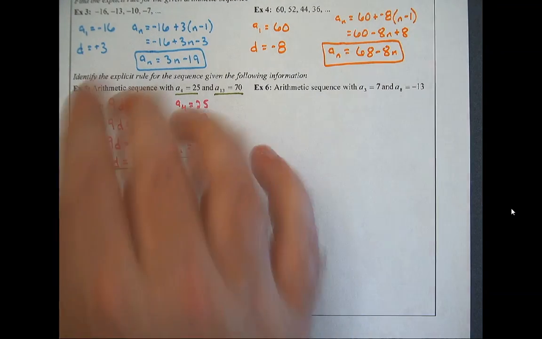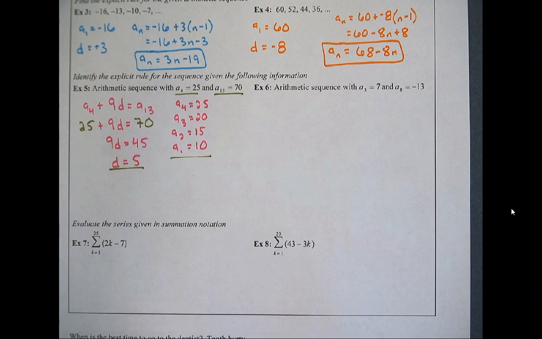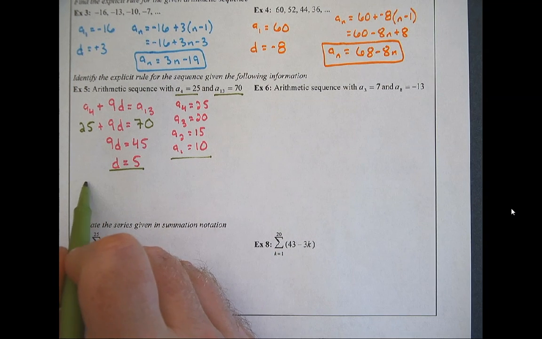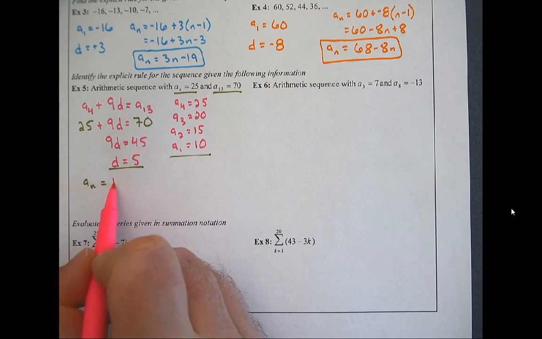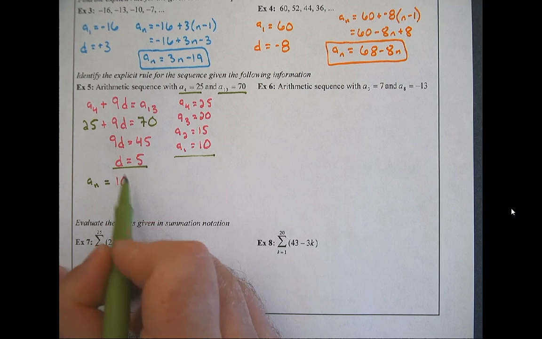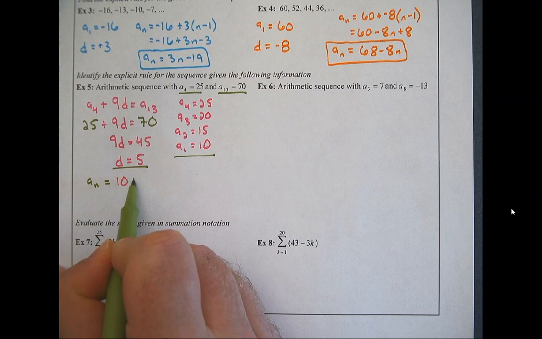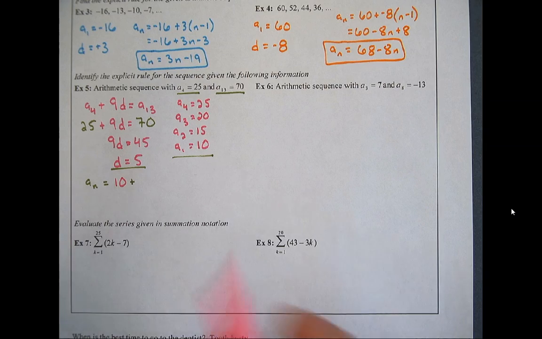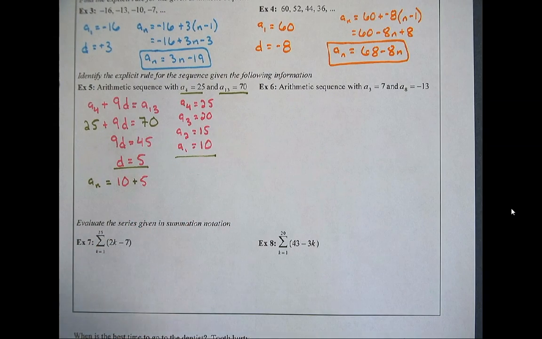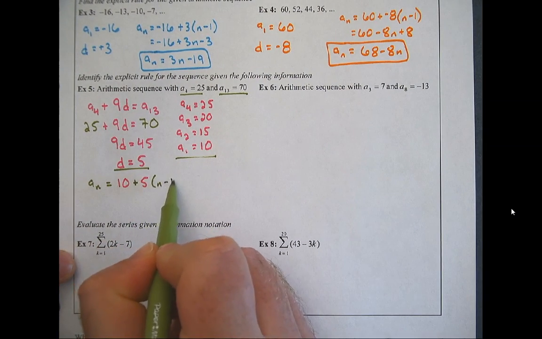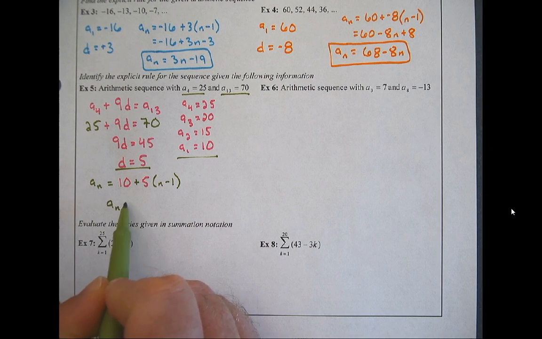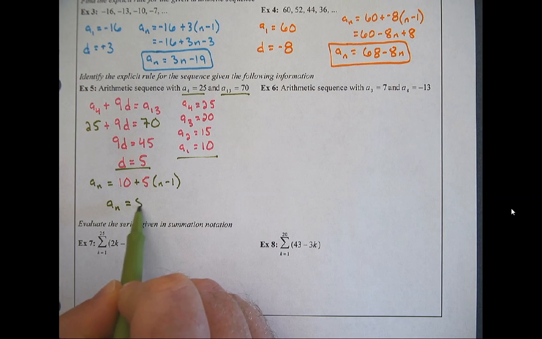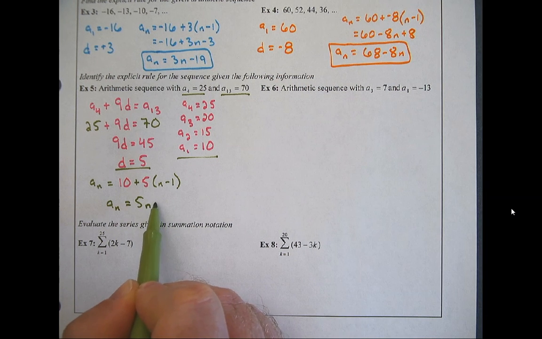Now I can take these 2 pieces together, and I can write them into my formula. So a sub n equals first term, which was 10, plus common difference, which was 5, times the quantity n minus 1. Let's see if we can do this all in our head here. This would be a sub n equals 5n. That'd be 10 take away 5, which would be 5.